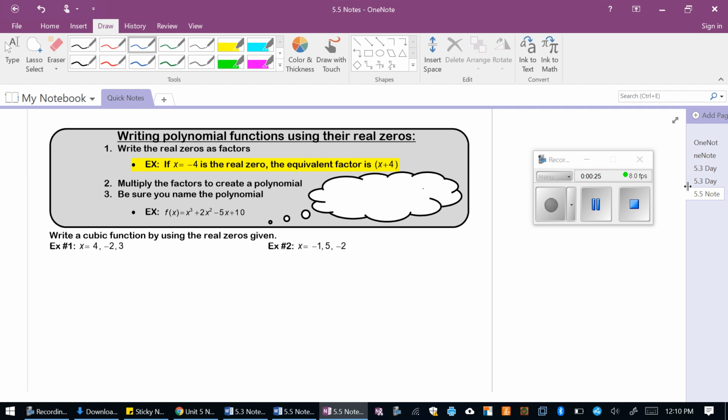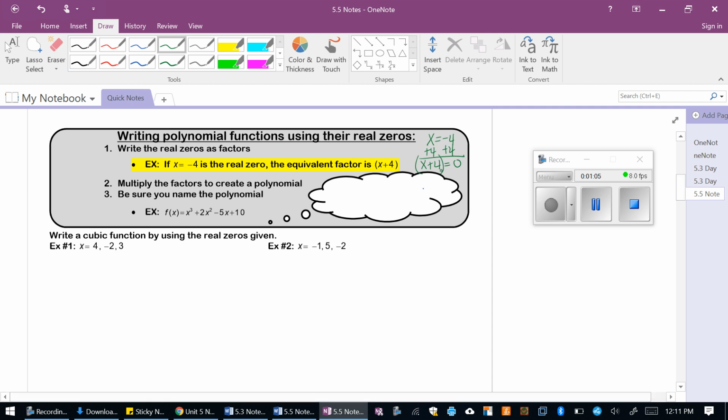So here are the steps to writing polynomial functions. Write the real zeros as factors. That means if x equals -4, -4 is the zero, the equivalent factor is x plus 4. Let's investigate that a little bit further. If I know x equals -4, I'm going to work backwards and get both the number and the variable on the same side. To do that, I'm going to add 4. If I did that, I get x plus 4 equals 0, and that would be the factor. So that's where we're headed with that.